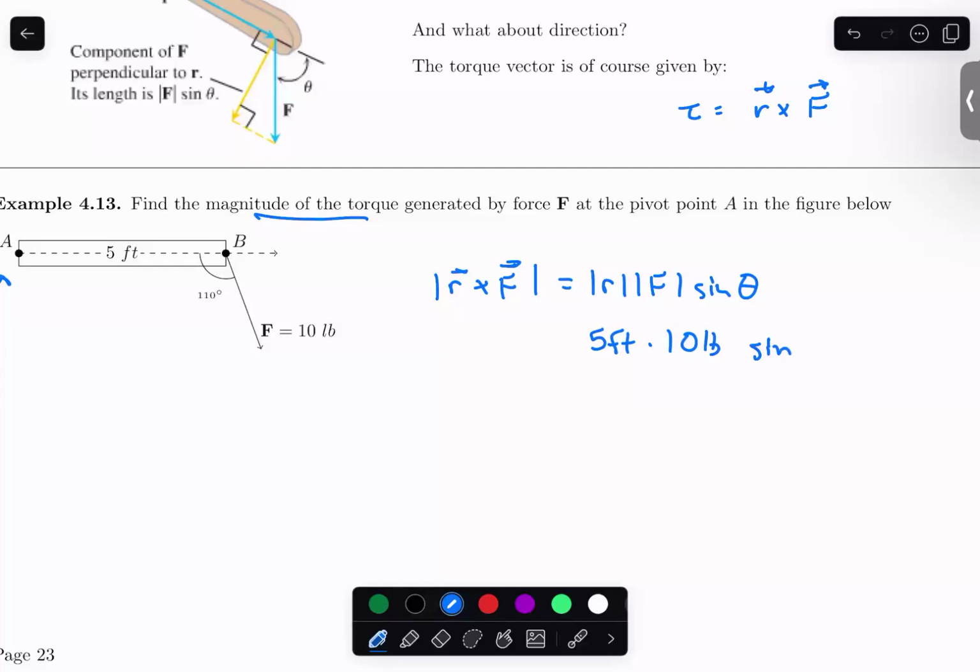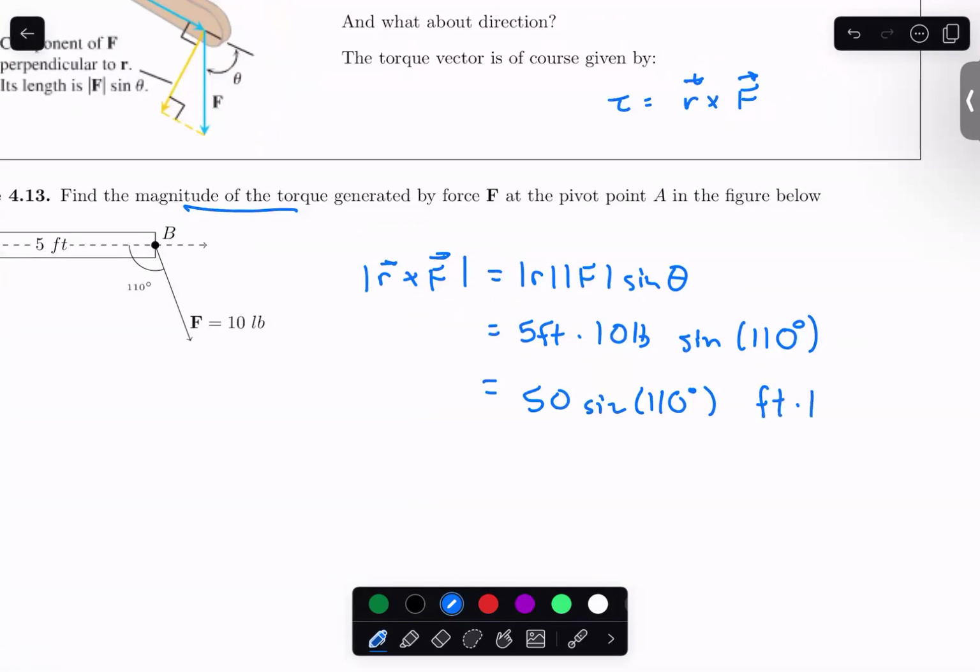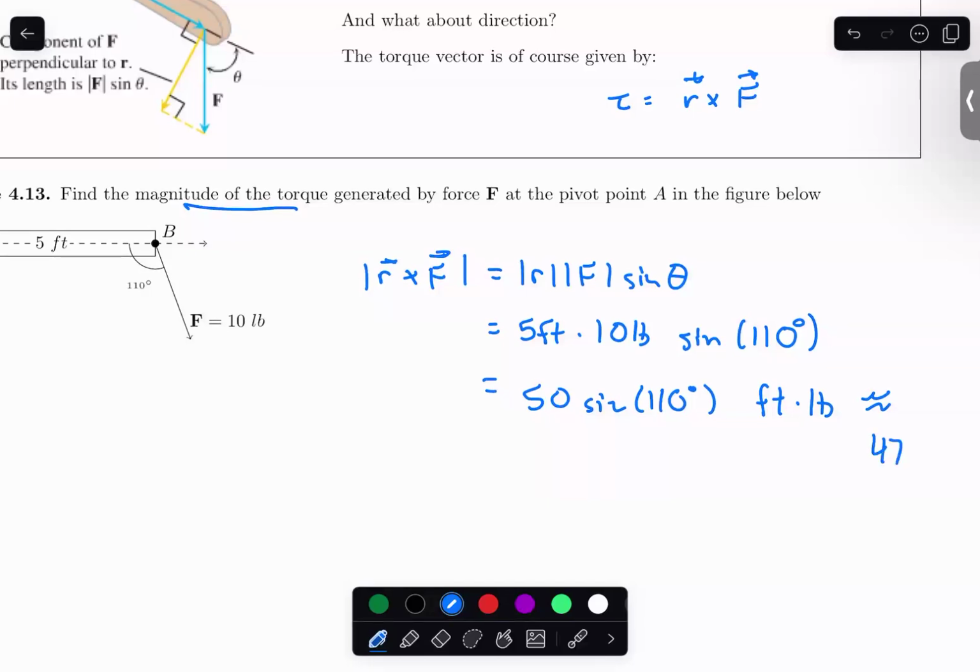And I have the sine of, it looks like the angle between these things is 110 degrees. So I guess we would have to change our calculator to degrees really quick and calculate this out and then switch it back to radians soon thereafter, because again, the majority of things in this class are going to be in radians. But this is going to be 50 sine of 110 degrees. And the units here are foot-pounds. I think this is around maybe 47. If you have a calculator, you can verify for me. Around 47, right?